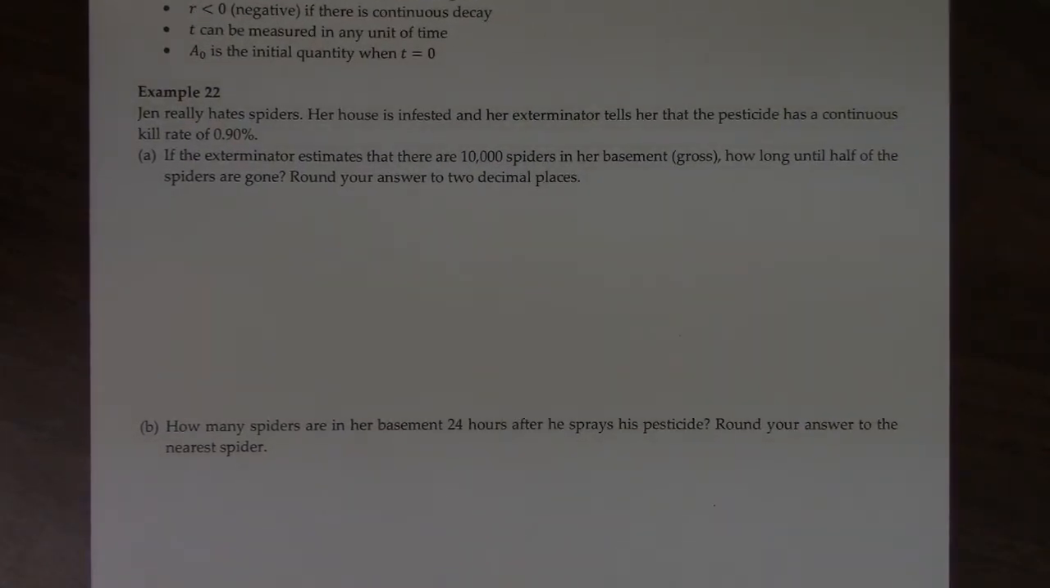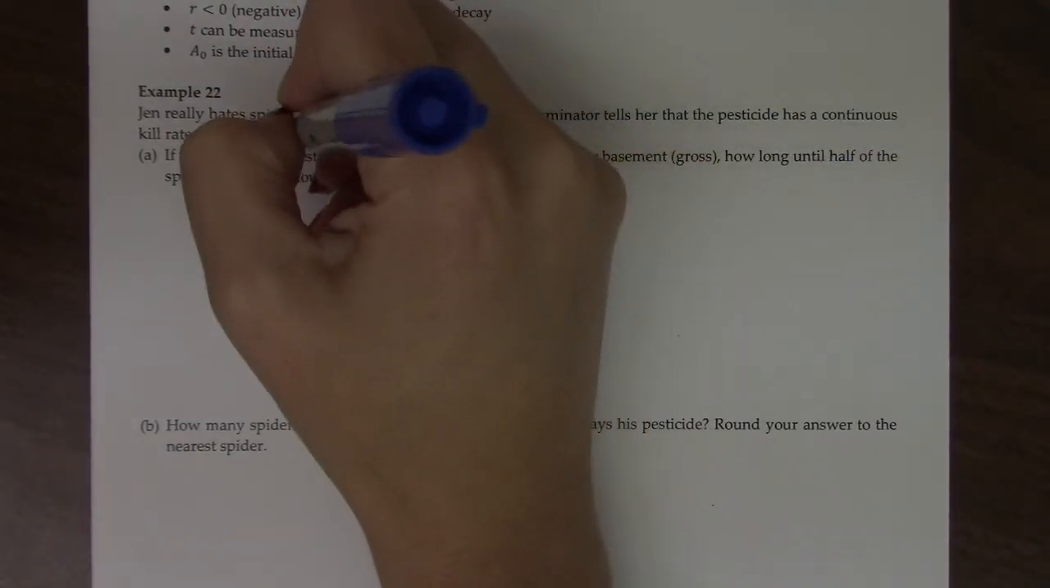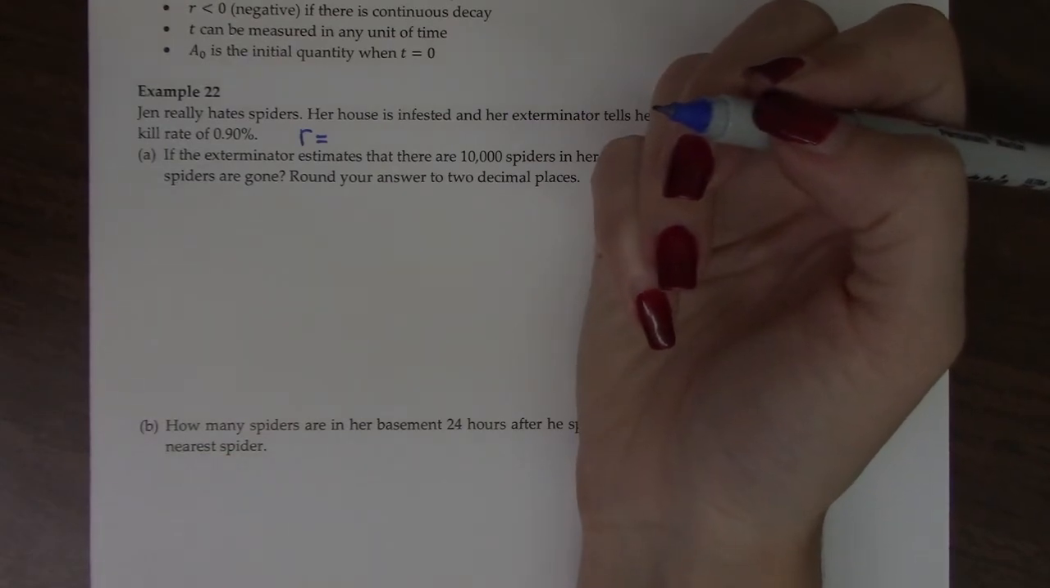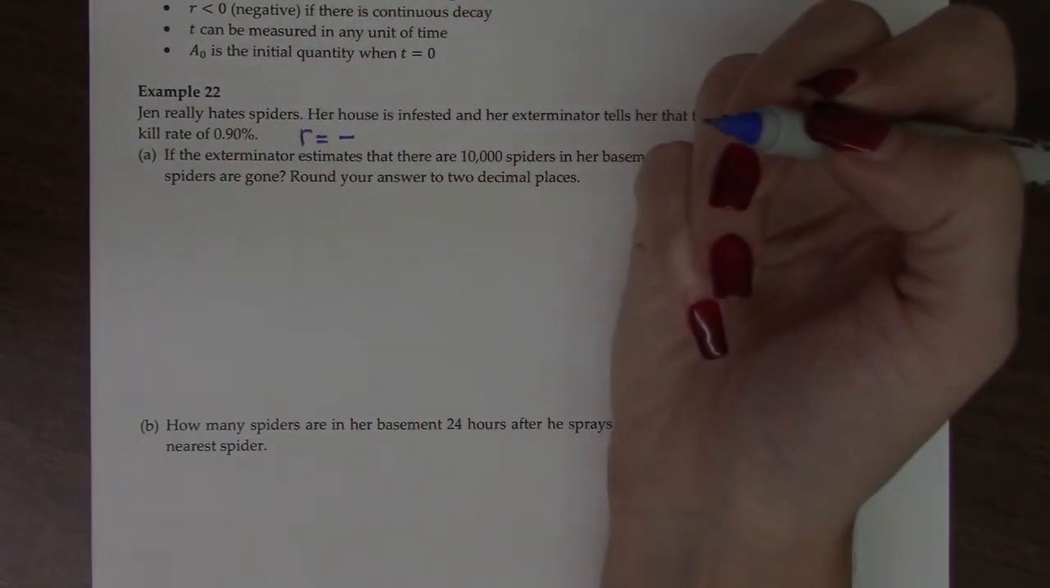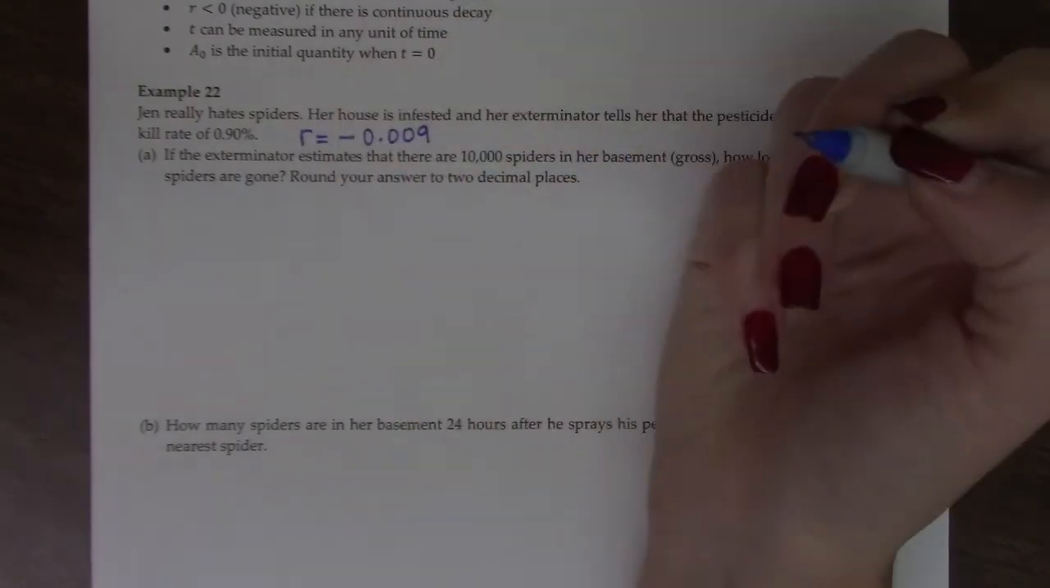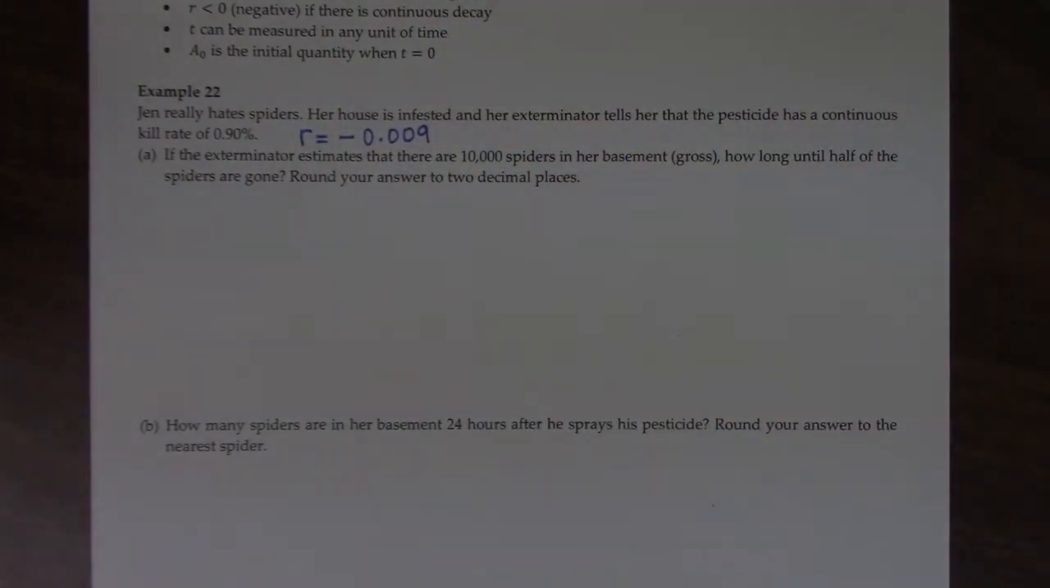Jen really hates spiders. Her house is infested and her exterminator tells her that the pesticide has a continuous kill rate of 0.9%. So this is a kill rate, so it's a decay rate. So I have to convert the rate into decimal form. I divide by 100 and I have to make it negative because it's a decay. So it's negative 0.009. It says if the exterminator estimates that there are 10,000 spiders in her basement, how long until half the spiders are gone? Round your answer to 2 decimal places.